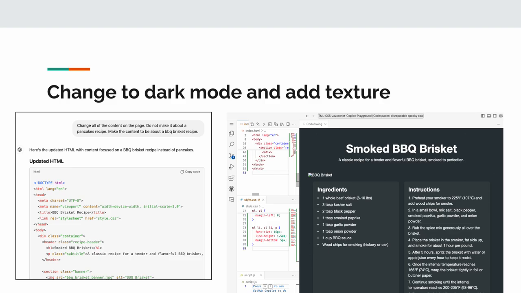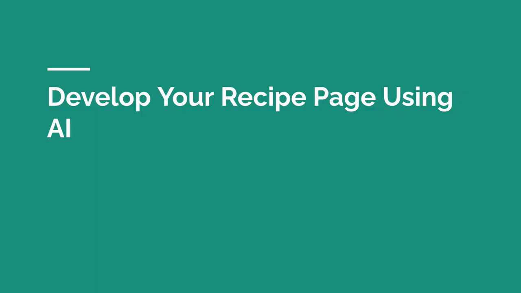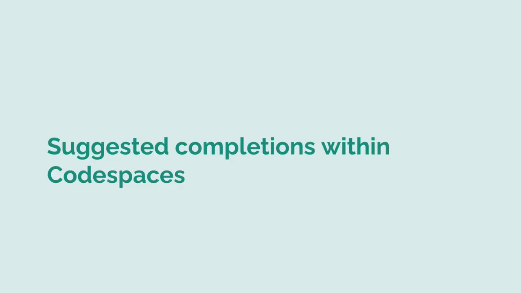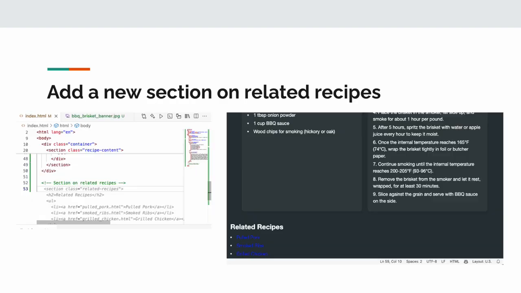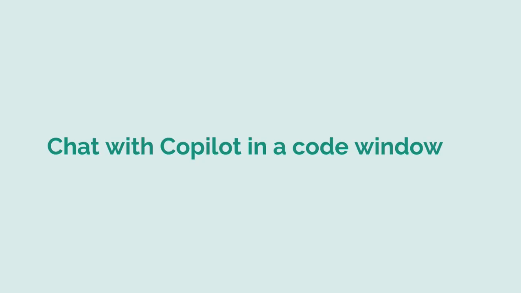in their respective sections. The next task was to develop the recipe page using GitHub AI. The first item I tested was the suggested completions within CodeSpaces. I changed the aspect ratio of the banner image through a CSS comment and through the inline feature, and that was easy enough. The Copilot suggestions worked for HTML comments as well, but as you can see, it didn't automatically stylize the section I wanted to add with the same CSS as the other sections.